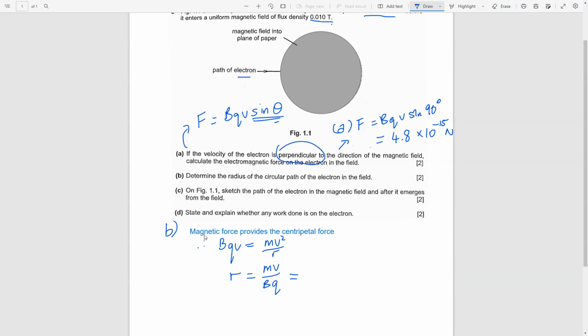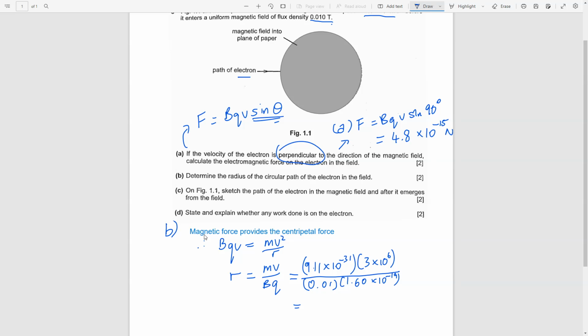With this, we can use the mass of the electron. In the list of constants, the mass of the electron is 9.11 times 10 to the power of minus 31 kg. V is 3 times 10 power 6, over B 0.01 and 1.60 times 10 power minus 19. Now I'll press the calculator again.